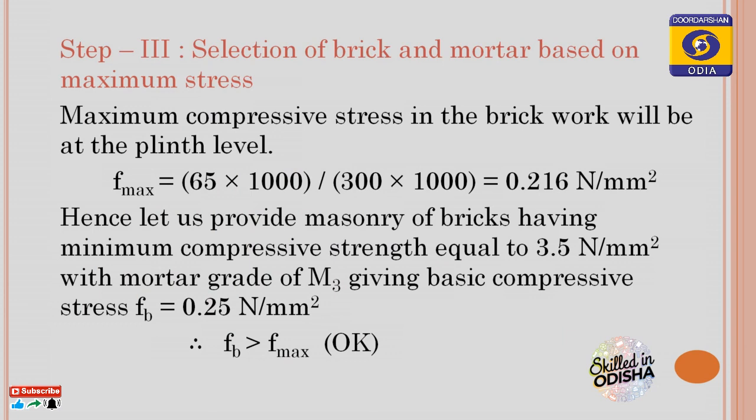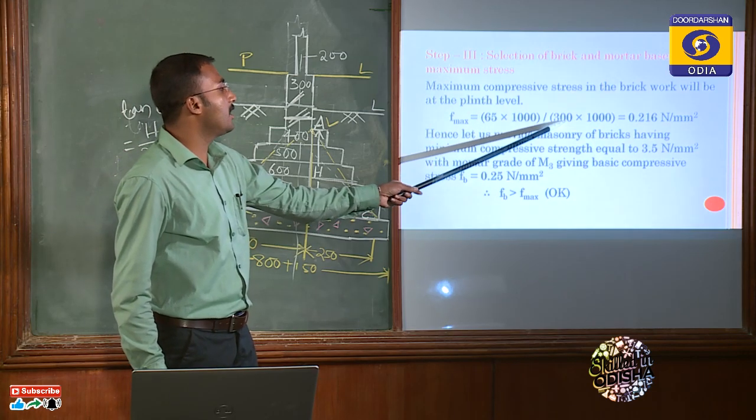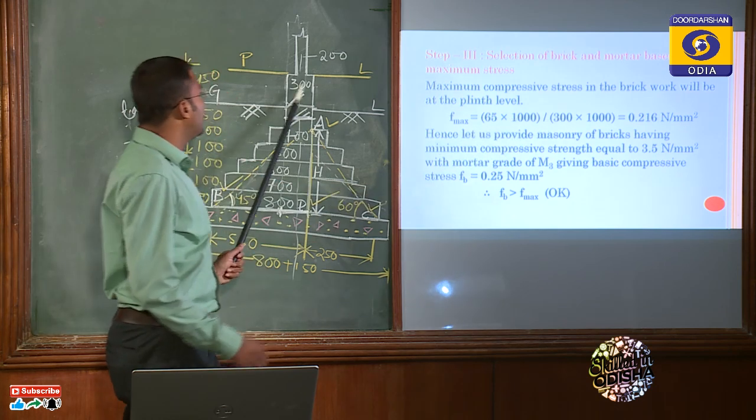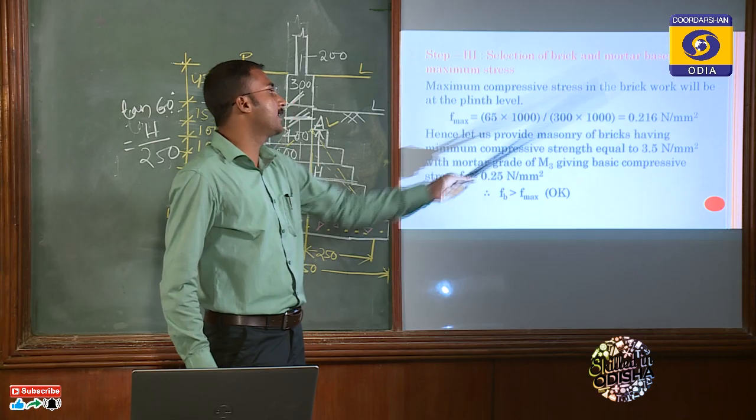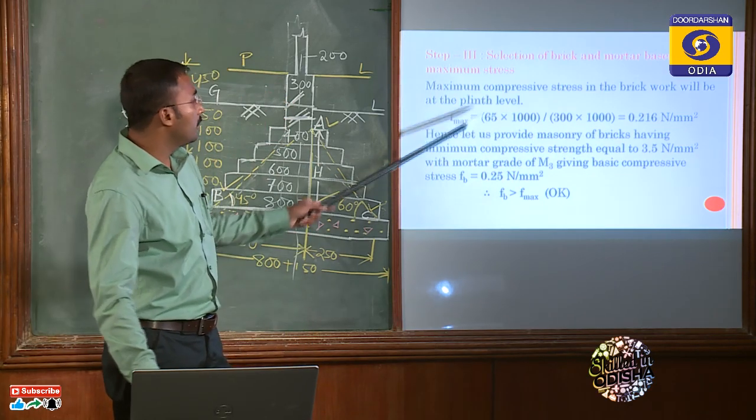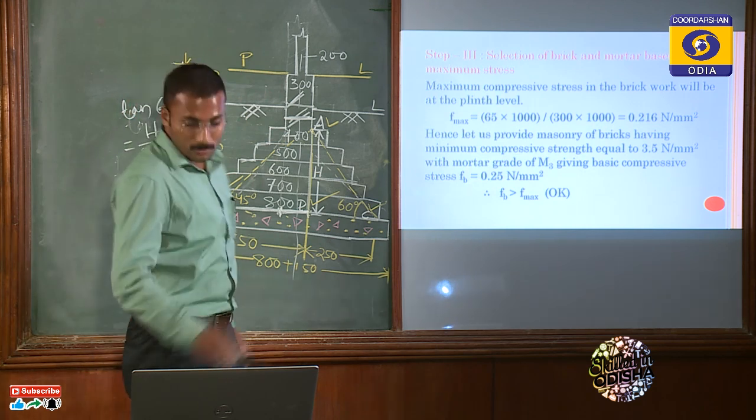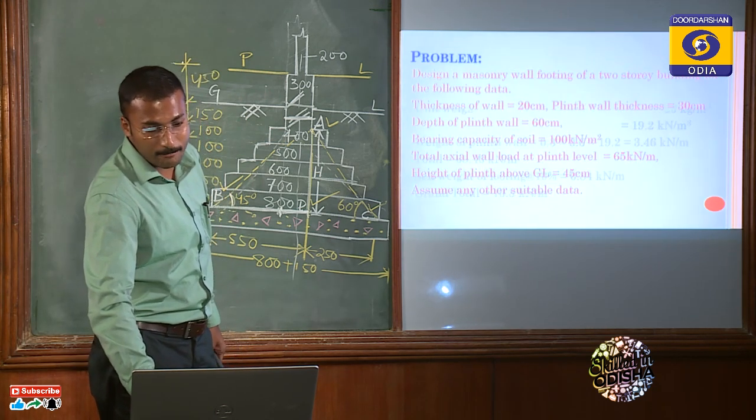So this is the selection of brick and mortar based on the maximum stress. So the maximum compressive stress we have to check. So 65 into 1000 divided by 300 into 1000. This is 65 into 1000 in Newton per meter. 300, this is the width per meter, it will be 1000. It is coming 0.216. So from Table 8, there are several codal provisions in that table.